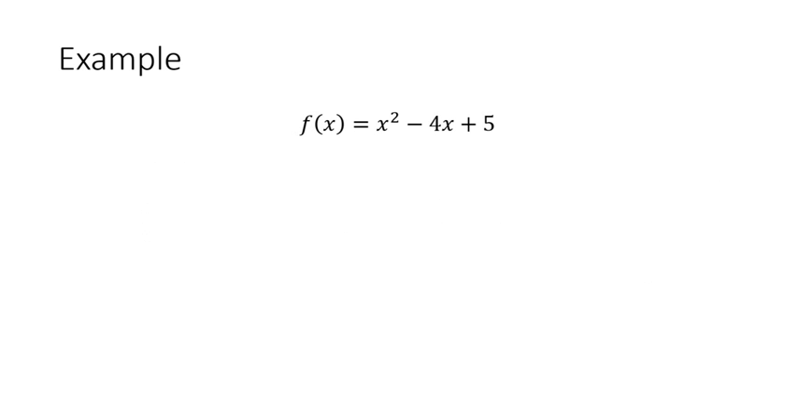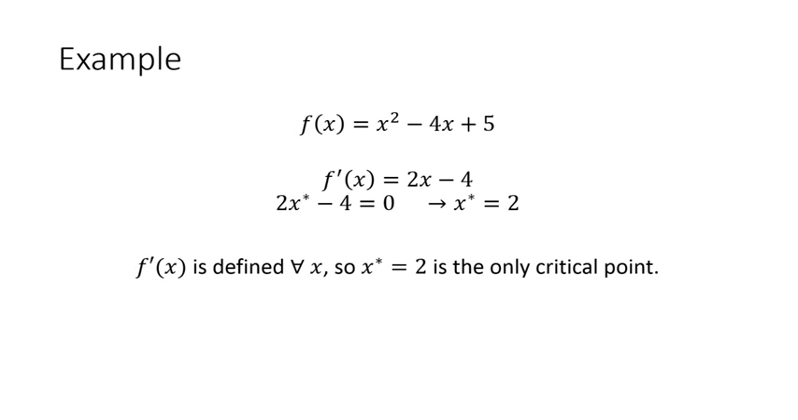We have a function x squared minus 4x plus 5. We're going to take its first derivative. We bring the 2 down. The derivative of x squared is 2x. The derivative of 4x is 4. The derivative of 5, a constant, is 0. We're going to solve this for the value of x that makes it equal to 0. We find a critical value at x equals 2.